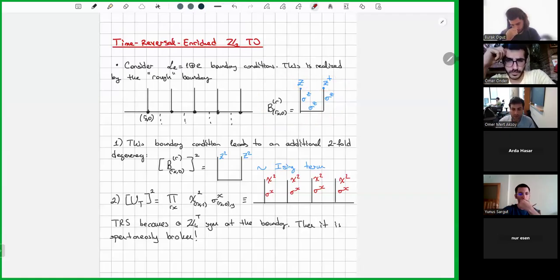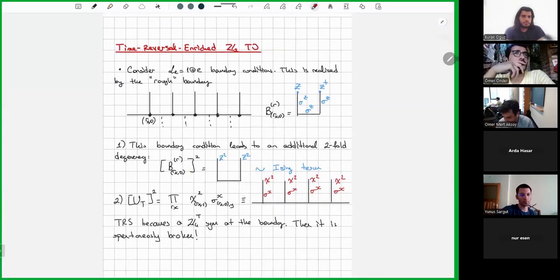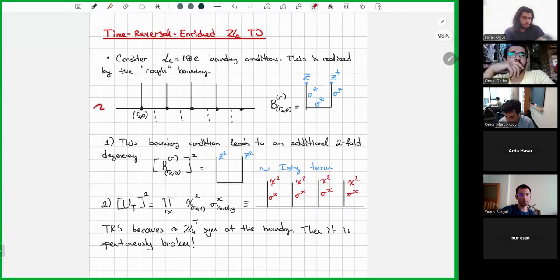That's gauge invariant. But now something interesting happens actually. Choosing the rough boundary leads to an additional twofold degeneracy without even specifying what happens in the other boundary. I mean, this can be some infinite plane, semi-infinite plane. And all I'm saying is that already at the boundary, there's a twofold degeneracy. Why? Because if I take this plaquette term and square it, all the sigma z's are gone, but these calligraphic z's become z square. They become effectively Ising terms.